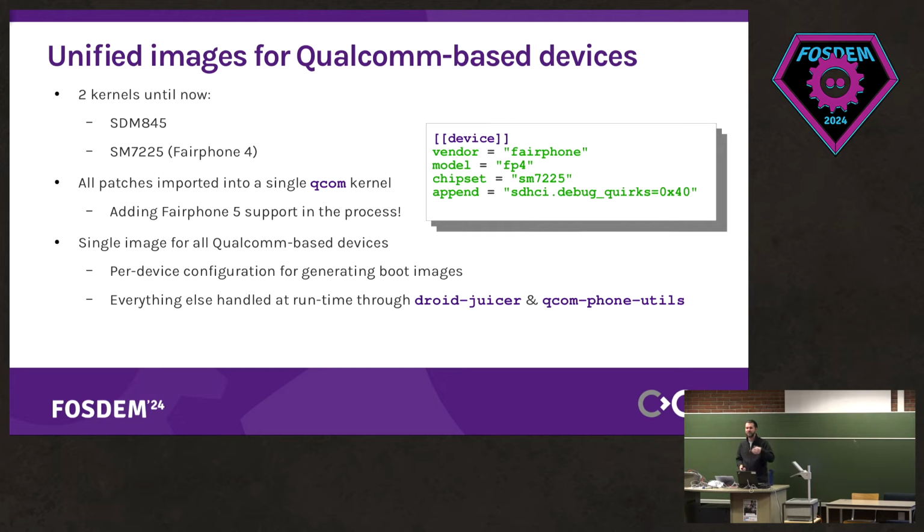But other than this boot image generation, everything is handled at runtime using Droid Juicer, which fetches the binary firmware from the Android vendor partition, because those devices ship with Android first, and so the firmware is already present on the device. This makes things a bit easier for us because we don't have to care about the firmware license. We don't distribute it. It's fetched at runtime from data which is already available on the device. And there's also a small package which is qualcomm-phone-utils, which basically just includes a few scripts and configuration which are basically the same on all Qualcomm-based devices we support.